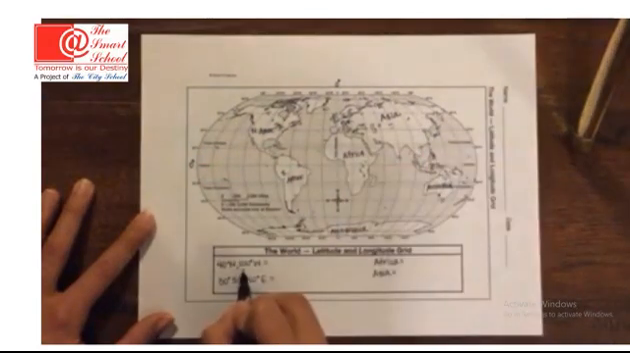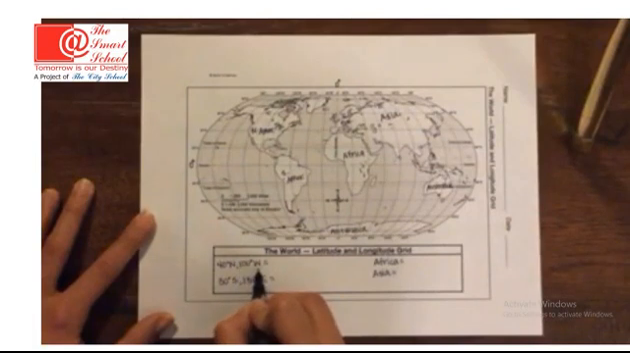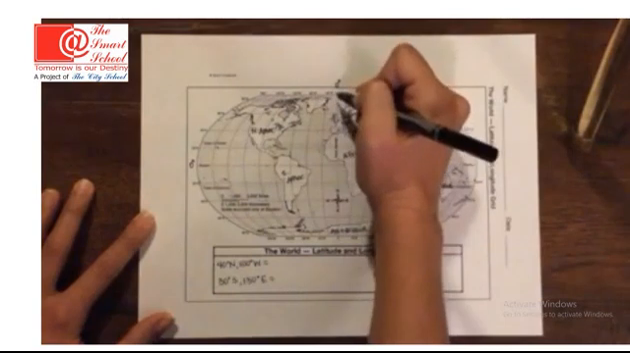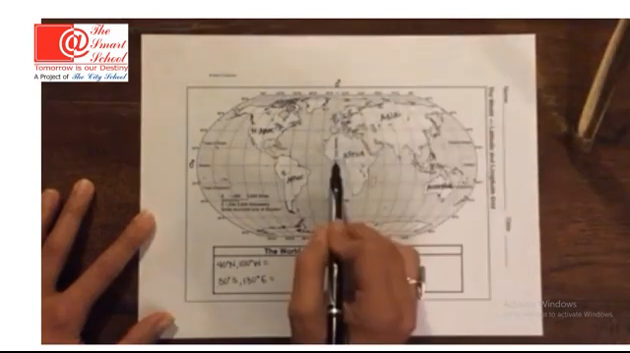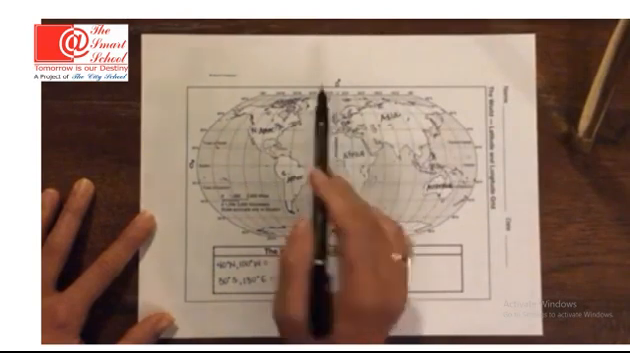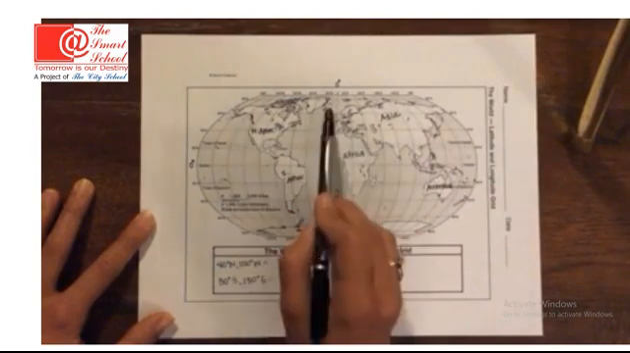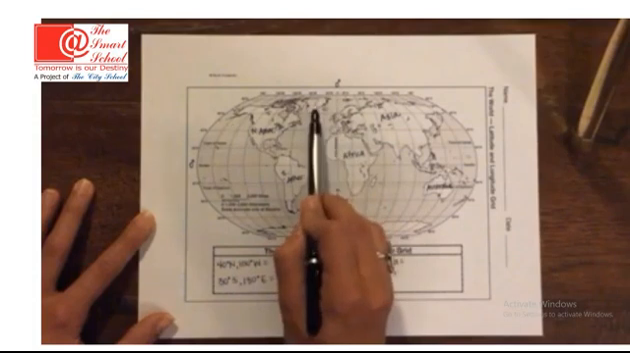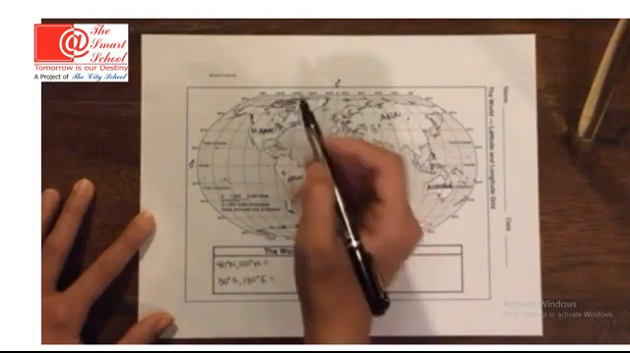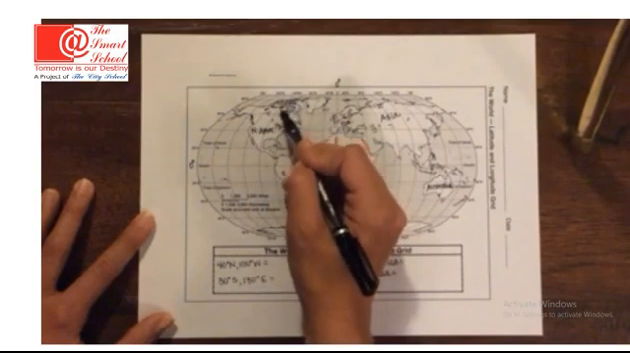Then I can look for my longitude. My longitude is 100 degrees west. So I start with my prime meridian, which is 0 degrees. I'm going west, so I know I need to go to the left. If I forget my directions, I can always look at my compass rose. I go to the left, and I see 20 degrees west, 40, 60, 80, and 100. So I can follow that line 100 degrees west.